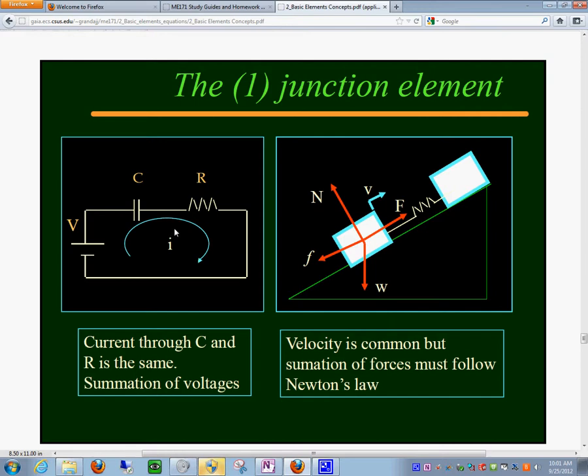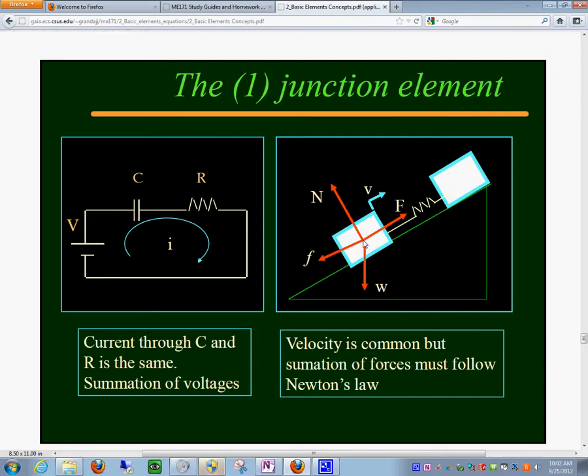One question I have for you. In the case of this, when I say summation of all the voltages, what is it? Is it summation of the efforts or summation of flows? When I say voltage, is it effort or flow? It's effort. So it means that with this kind of connection you have a common flow, but the efforts will sum. Same thing here.